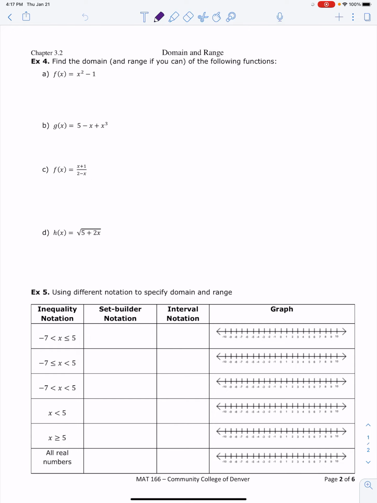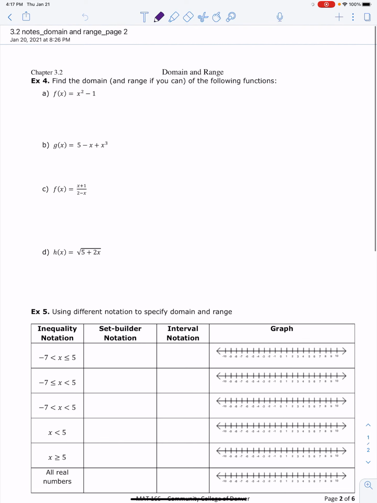Okay, chapter 3.2, notes, domain and range. This is page 2. So on page 1, we talked about domain being the set of all possible inputs, the set of all x's, and the range being the set of all outputs. Some of this we can figure out based on what we know about graphs.